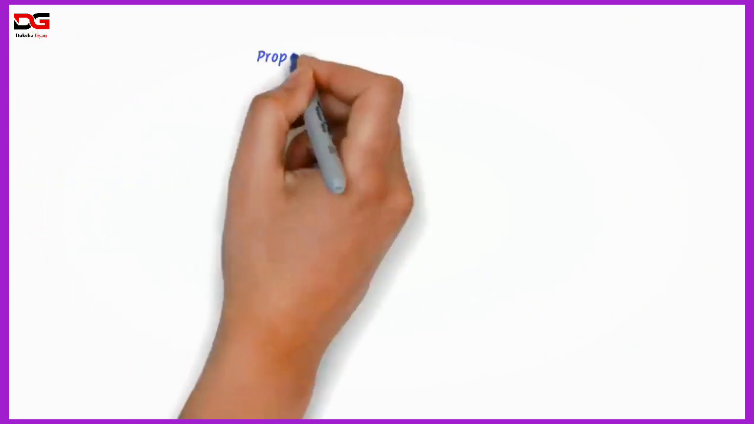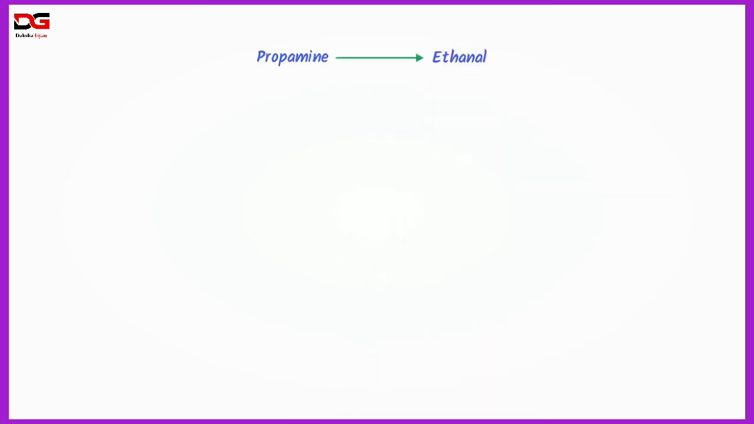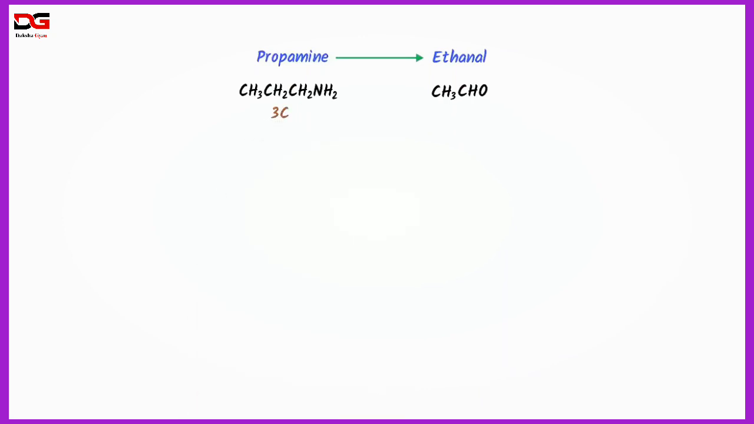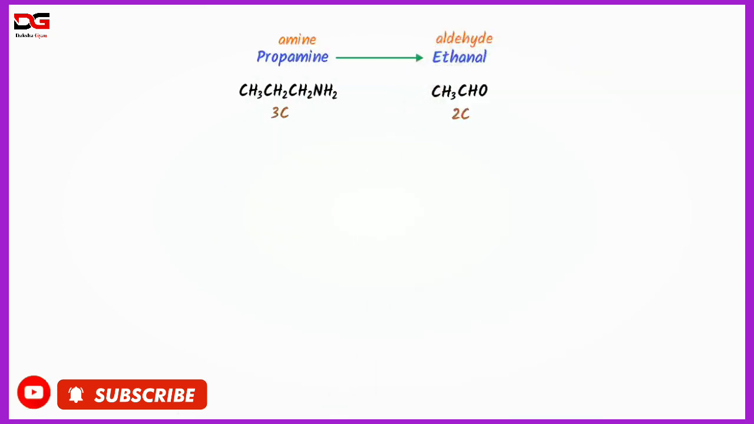Lastly, convert propamine to ethanol. Well, this is propamine and this is ethanol. We can see that there are 3 carbons present in amine and 2 carbons are present in ethanol. Secondly, we will convert amine to alcohol. I will follow this strategy.